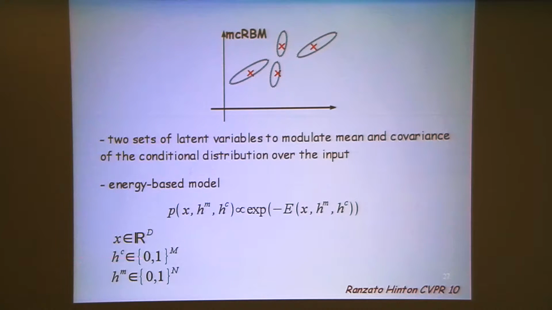And then I have two sets of latent variables, what I call the covariance latent variables that will control the covariance, and the mean latent variables that will control the mean. For simplicity here, I assume that these latent variables are binary, but they need not be binary. You can choose other distributions than Bernoulli. And as usual, my probability density function is going to be a Boltzmann distribution, so it's going to be proportional to the exponential of a negative energy. And so the problem will be to define a suitable energy function.